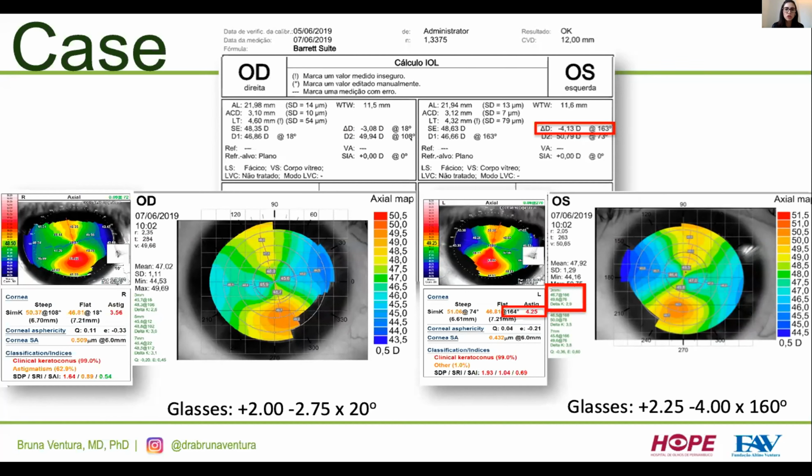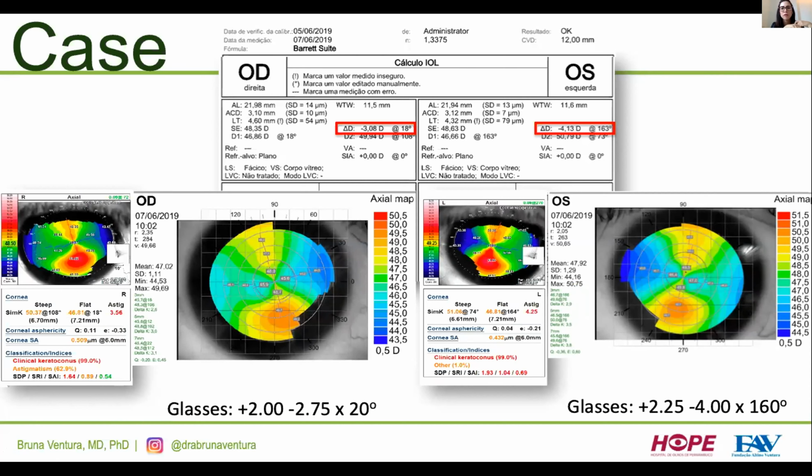And it's interesting when we're looking at this data and comparing it with the patient's glasses. She came to me wearing in her right eye +2 -2.75 at 20 degrees, and in her left eye +2.25 -4 at 160 degrees. So I have all this data that we measure, and this is my regular routine when I have a patient planning for cataract surgery.